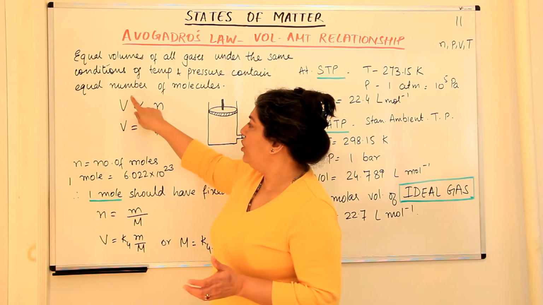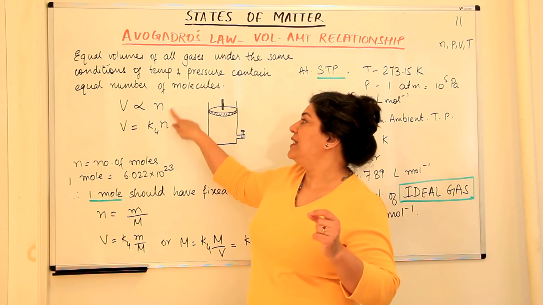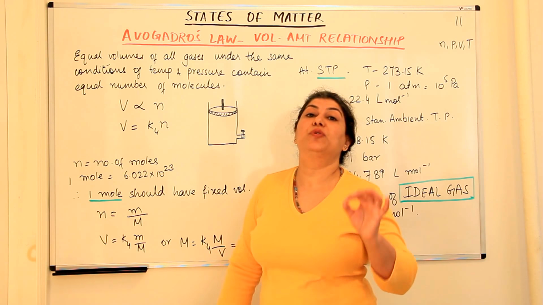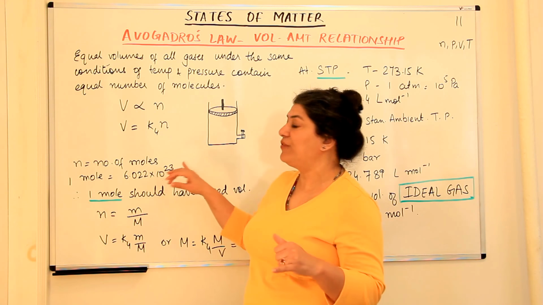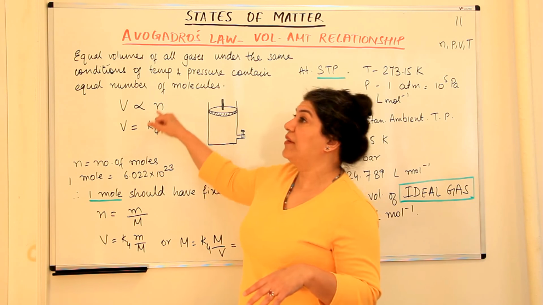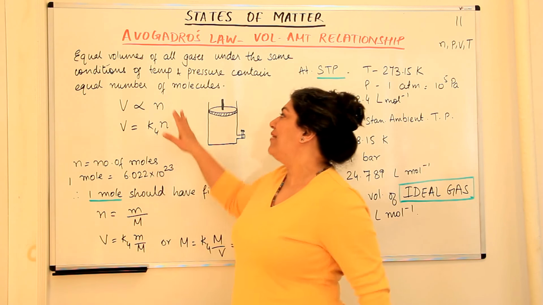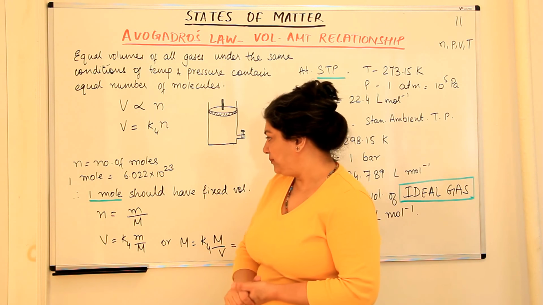So when we say volume is directly proportional to the number of moles, for all mathematical problems we will take n to be the number of moles. So your numerical problems would be in terms of number of moles. If they are in terms of number of molecules, or they give you the mass, you have to calculate the number of moles and then arrive at your answer.